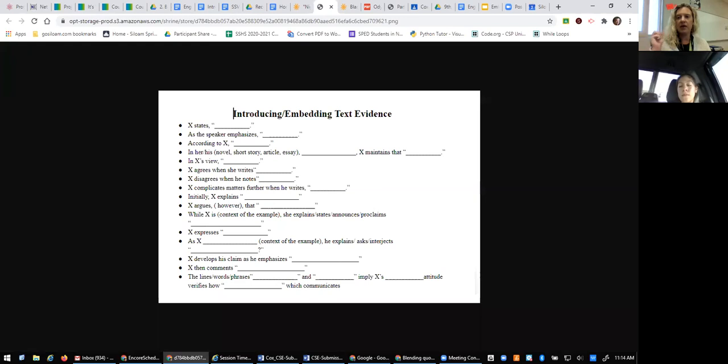Okay, you can't just drop a quote in there. Okay, you can't do that. What you need to do is introduce your quote similar to what these say. The X represents the author or the speaker of that quote. This is where you would introduce the quote.